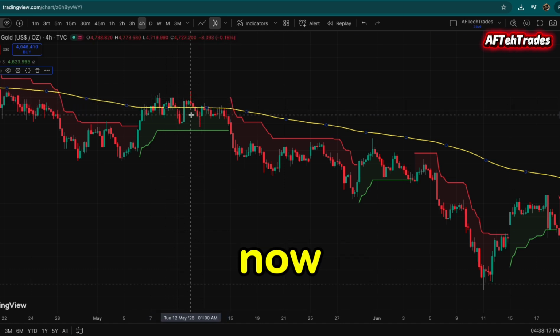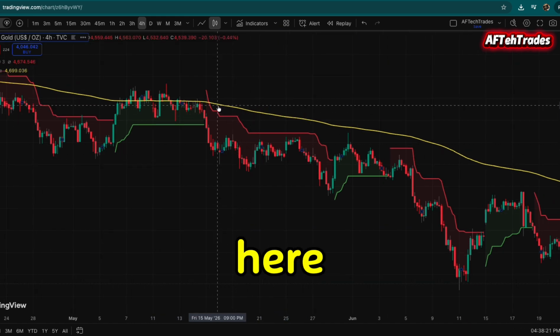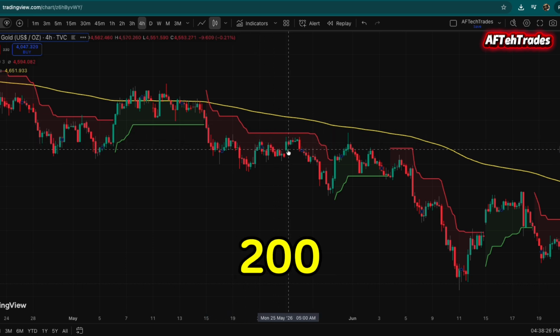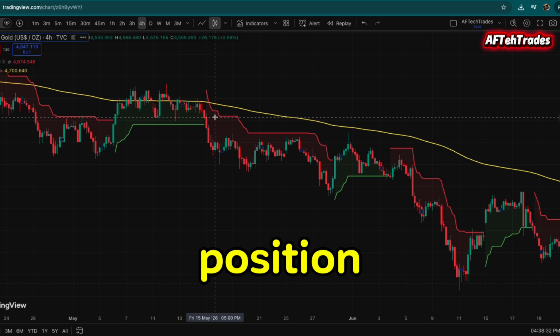Now, on the sell setup, for example, you can see here the price is currently below the 200 EMA. So in this case, I'll be looking for only a short position, right?